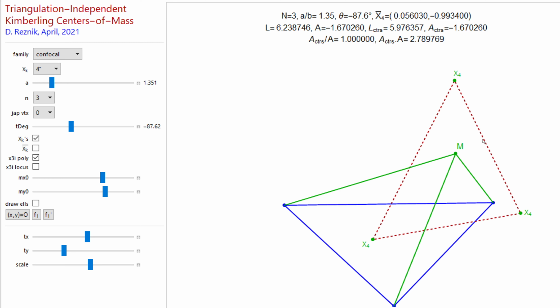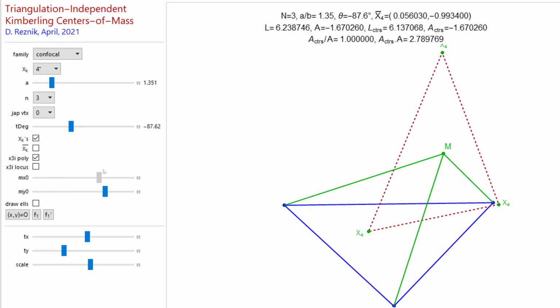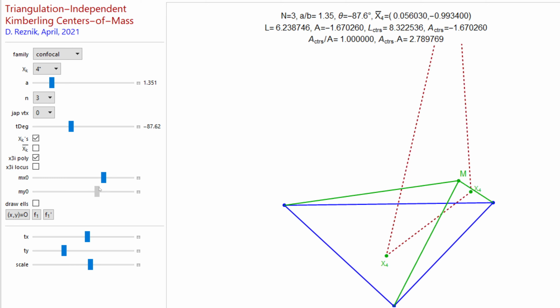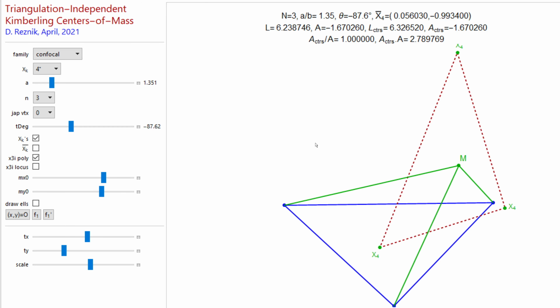Now the result is that the area of this triangle defined by the three orthocenters is invariant and equal to the area of the parent triangle over all choices of M. So as I move M around, right now I'm sliding M horizontally, I could slide M around vertically, and that does not alter the area of the dashed red triangle.